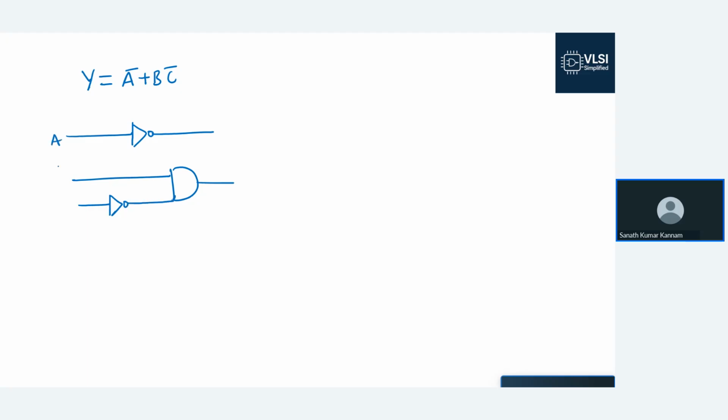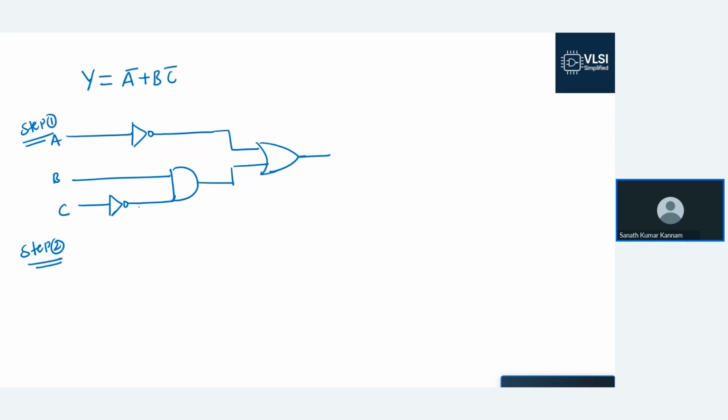Okay. This is A and this is B and this is C. And next here you will get an OR gate. So this is the OR gate. So this is step 1. Next, step 2.